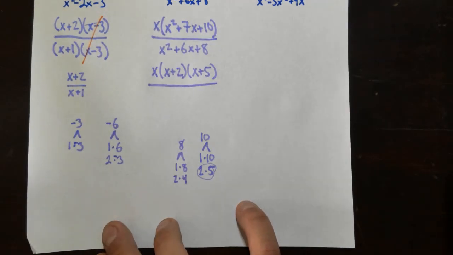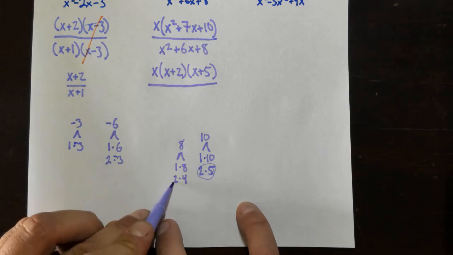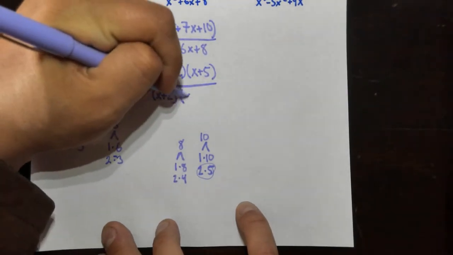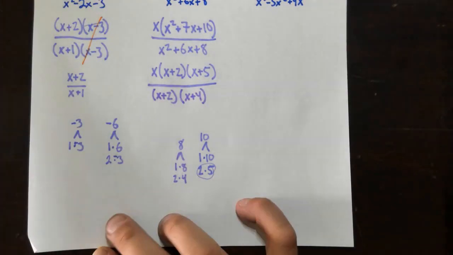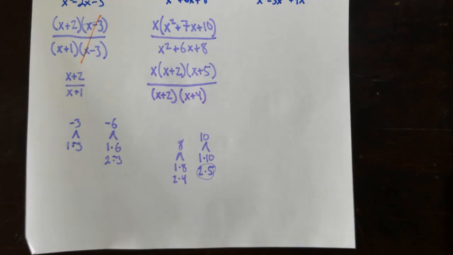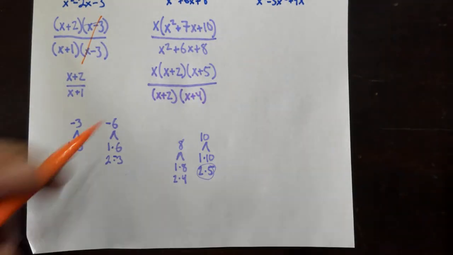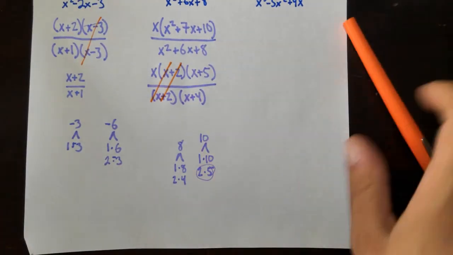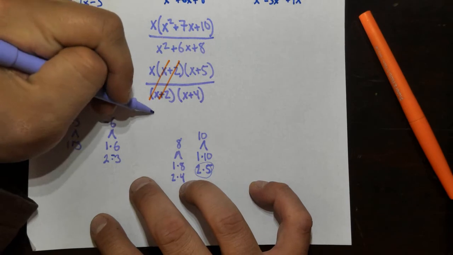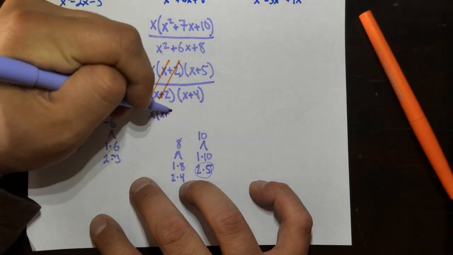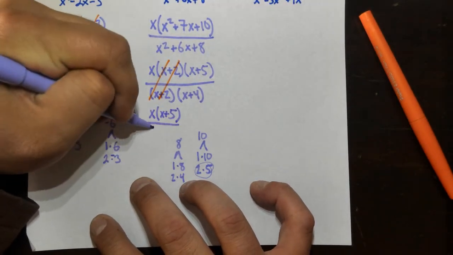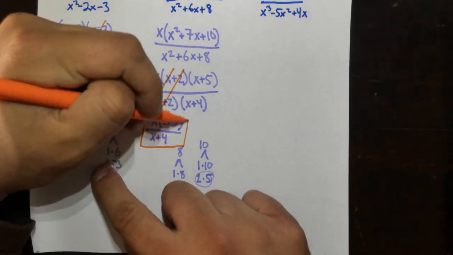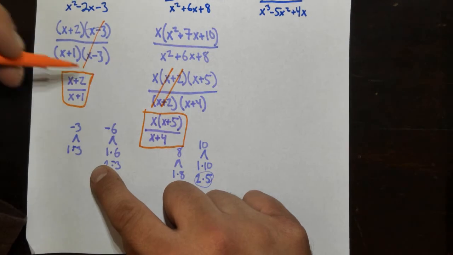Which one of those adds up to 6? Well, that would be 2 and 4. So here I have (x plus 2)(x plus 4). And we've completely factored the top and bottom. And as you can see, again, I have x plus 2's, so they cancel out. So what I'm left with here is x times (x plus 5) over (x plus 4). And let me just put a box around these so we can see the answers a little better. There we go.